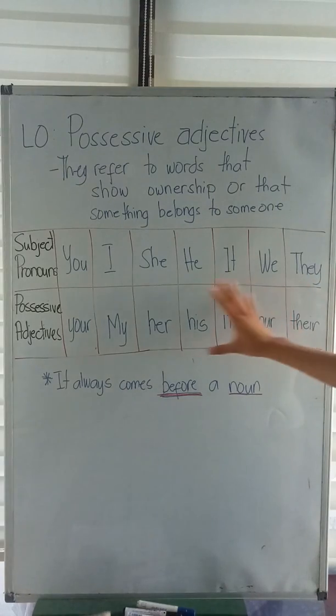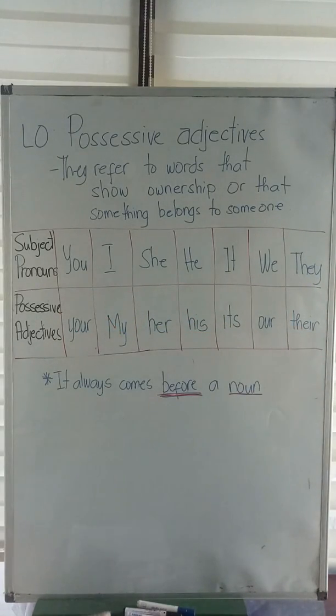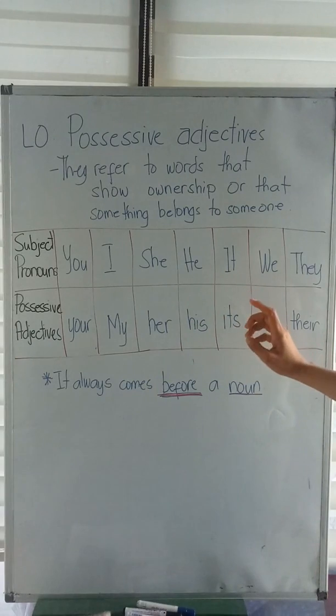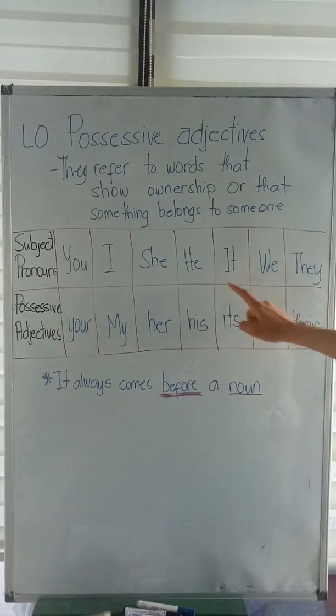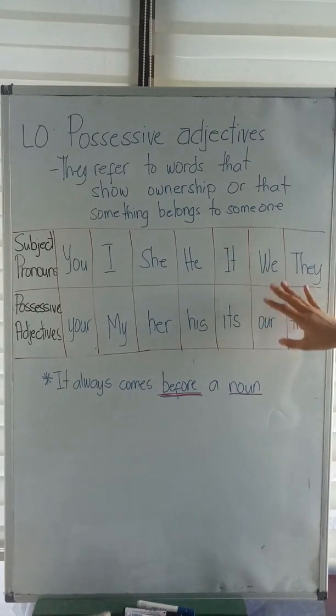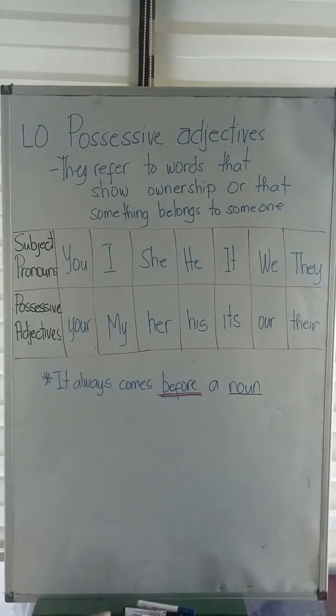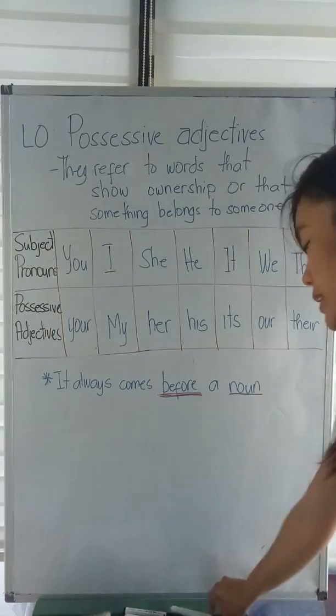If you look at your possessive adjectives, they look like your possessive pronouns without the s, except for my. And for possessive adjectives, we are using its for it. Another note for possessive adjectives, it always comes before a noun. I'll show you an example.